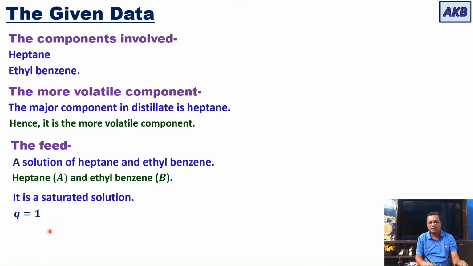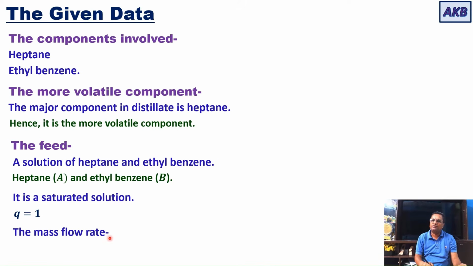But we don't need the value of q in the Ponchon-Savarit method. But as a practice of noting down what is given and what are the implications of the given data, I have written this: q is equal to 1. That means for a saturated solution, the value of the parameter q is 1.